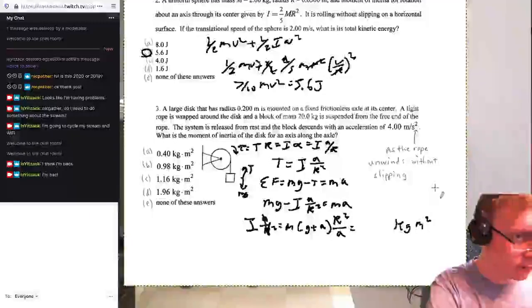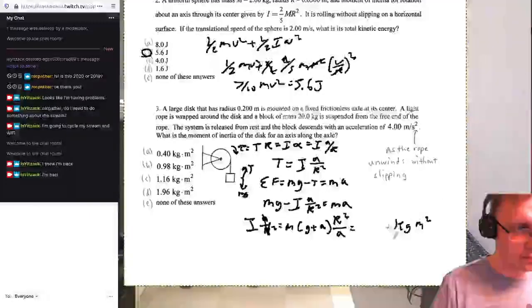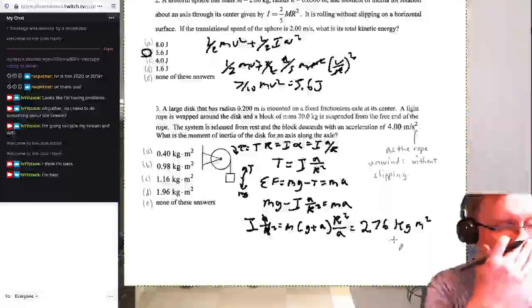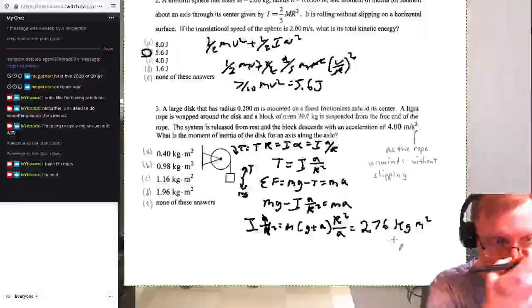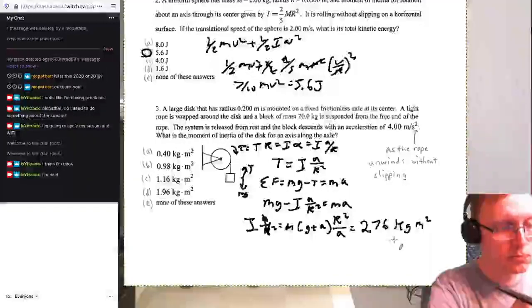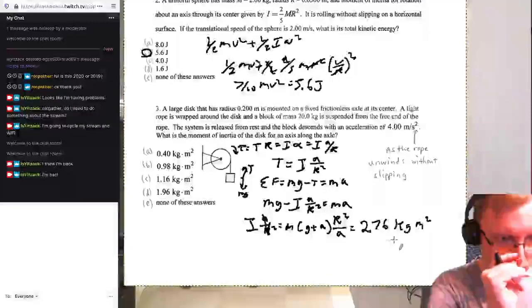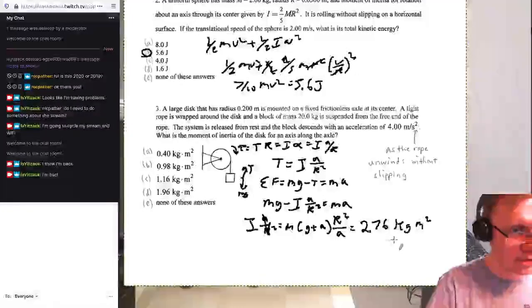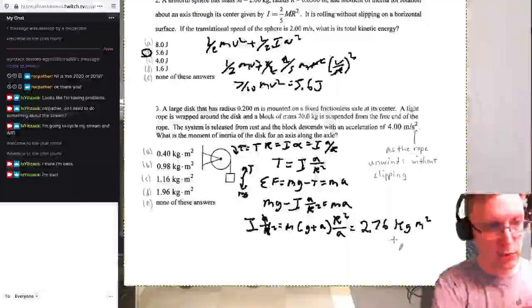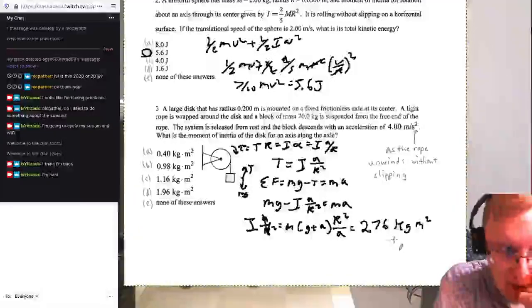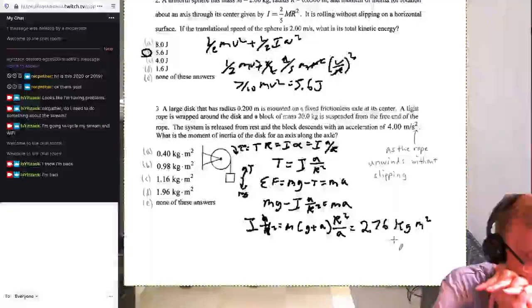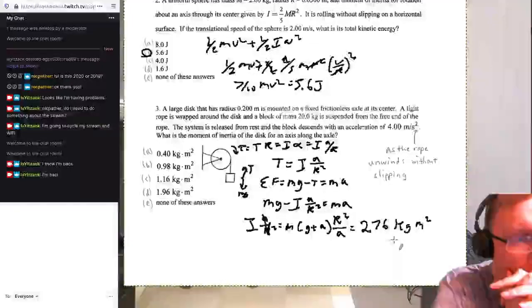Yeah. Uh-oh. That's not good. 2.76 kilogram meter squared. Oh dear. There's a bit of my sign in there. 1.16. All right. So why did these signs not work? Interesting. Let's see here. Accelerating down, mg down, tension up.